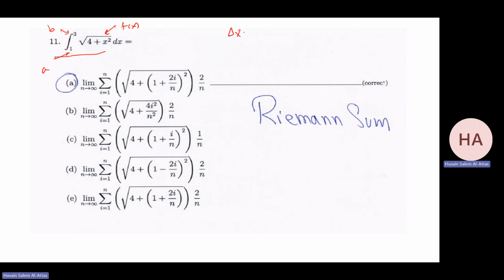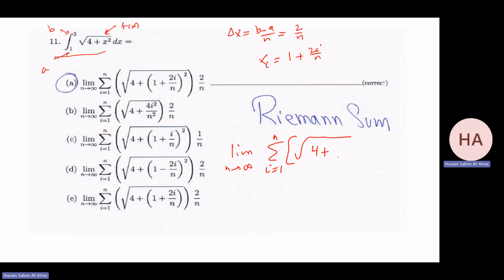So delta x, b minus a over n, will be 2 over n. And xi will be 1 plus 2i over n. So the limit as n goes to infinity of the summation from i equals 1 to n of square root of 4 plus xi squared, which is 1 plus 2i over n squared, multiplied by delta x, which is 2 over n. Let me write the limit here: summation i equals 1 to n of f of xi times delta x. And this is the calculation.